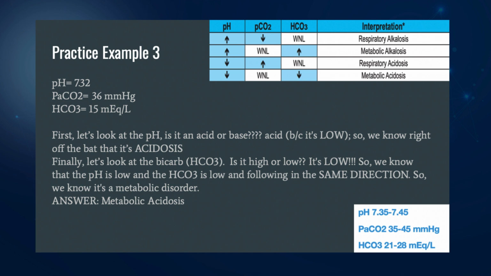So if you look at the last row, when pH is low and the partial pressure of carbon dioxide is within defined limits, and then, as you can see, 15 for the bicarb is low, so the answer is metabolic acidosis. See how this chart is magical because it works so well.